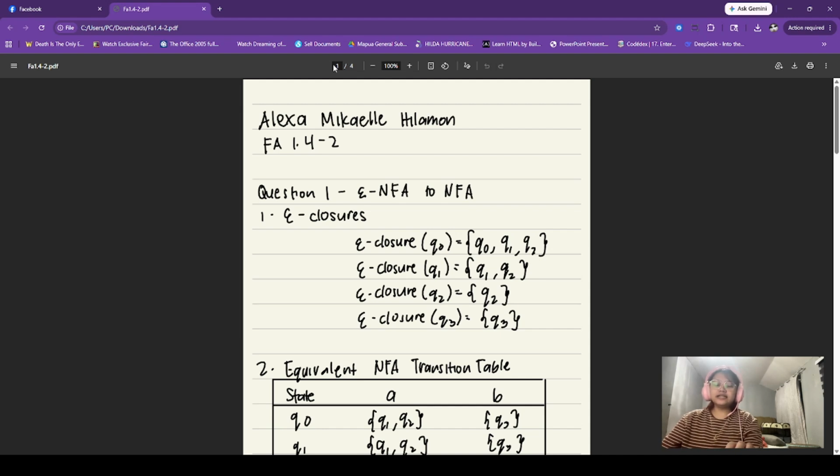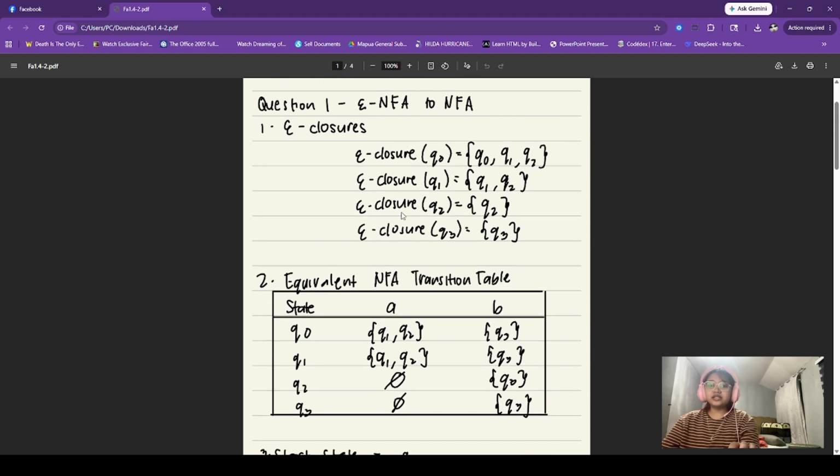Good day everyone, this is my solution for FA 1.4-2 about epsilon NFA conversion. For question 1, we are asked to convert an epsilon NFA into an NFA without epsilon transitions. First, I computed the epsilon closures of every state.